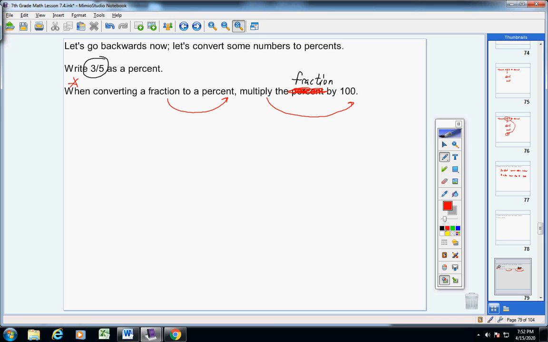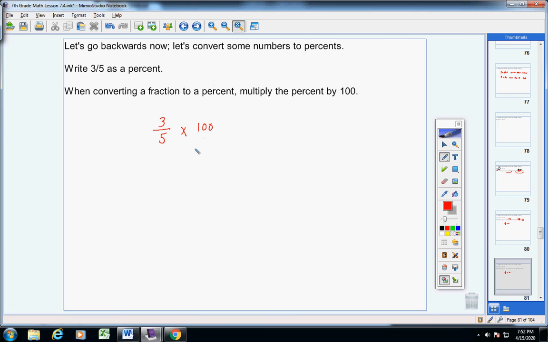Got it? Pretty simple. So here's my fraction, 3/5. I want to change it to a percent, so multiply the fraction by 100. So multiply it by 100. And of course, put the 100 over 1. And then, guys, look, 5 goes into both these numbers. 5 goes into 5 once. 5 goes into 100 20 times. Okay? So 3 times 20 is 60. 1 times 1 is 1. So I get 60 over 1, which is the same thing as 60.